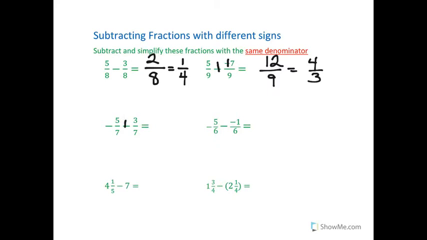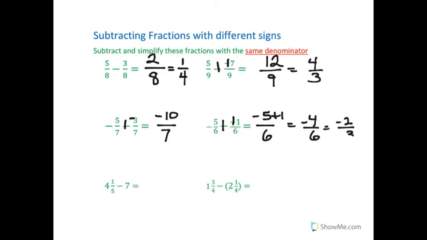And here we're going to add the opposite. So what we have, 7 is the denominator, a -5 and a -3, and that's -10. Add the opposite. Keep the denominator the same. So we have -5 plus 1, which is -4/6, which is -2/3.